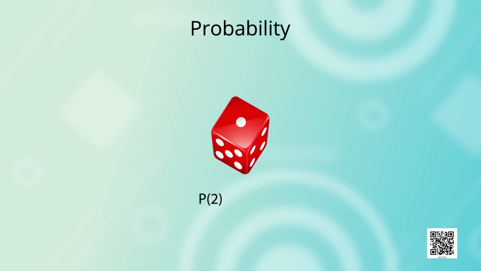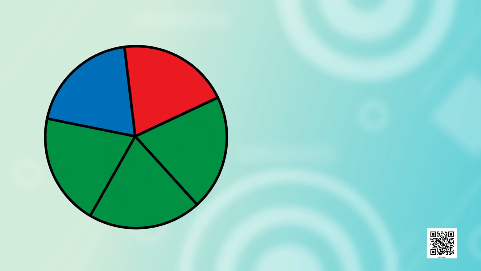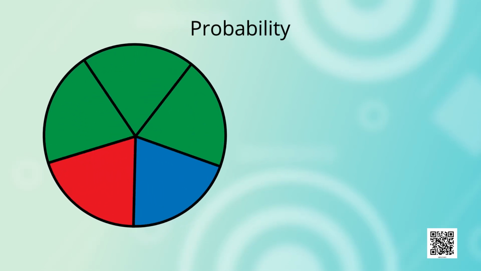So if somebody asks what is the probability of getting 2 after throwing a die, it will be equal to 1 upon 6, because there are 6 equally likely outcomes and this is only one out of them. Now suppose you have a spinning wheel with 3 green sectors, 1 blue sector and 1 red sector. What is the probability of getting a sector which is not blue in color? Children, think about it and do it yourself.